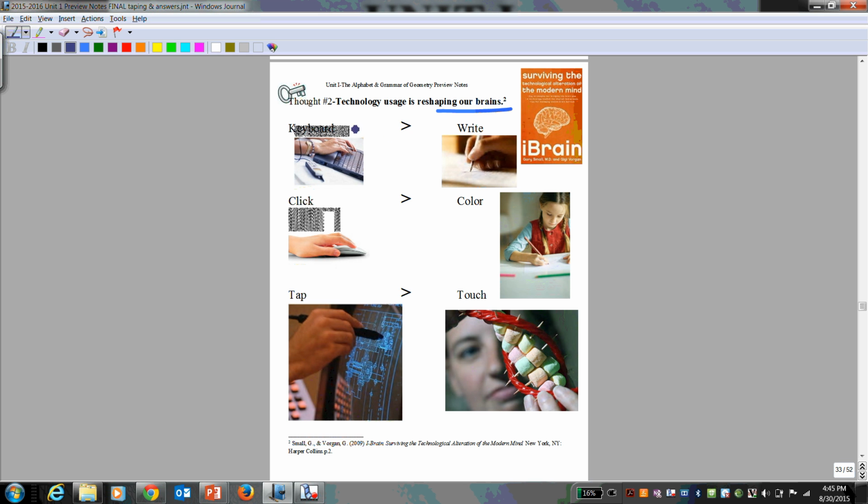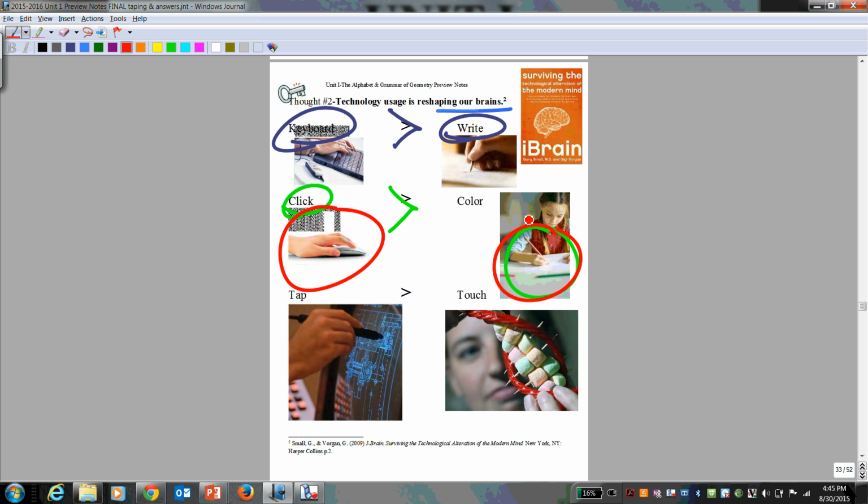One, you as a digital native, you keyboard more than you physically write, most of you. You click on stuff more than you physically colored, most likely. Your entertainment is predominantly digital technology and tablets. Therefore, the vast majority of you are interacting more in the digital world than you are in the physical world. And you're tapping screens more than you are physically touching physical models.